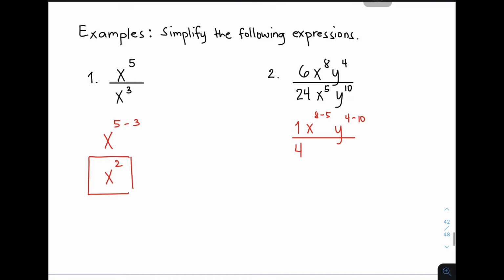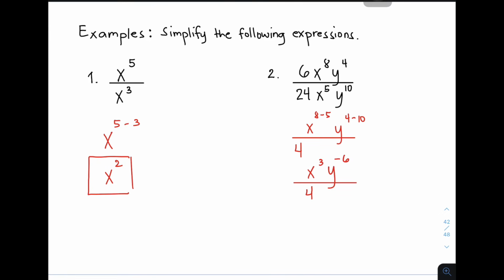You have x raised to 3. We need to erase 1 because this one should be invisible, over 4. And for the variable y, you need to simplify 4 minus 10. It will give you negative 6.